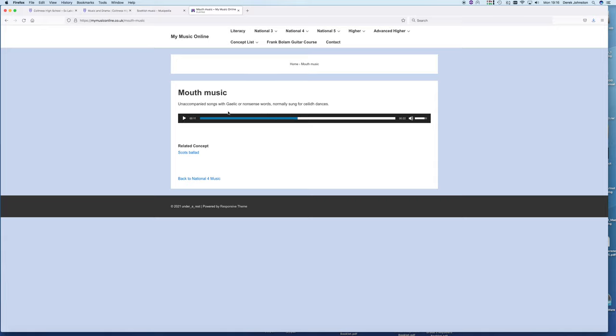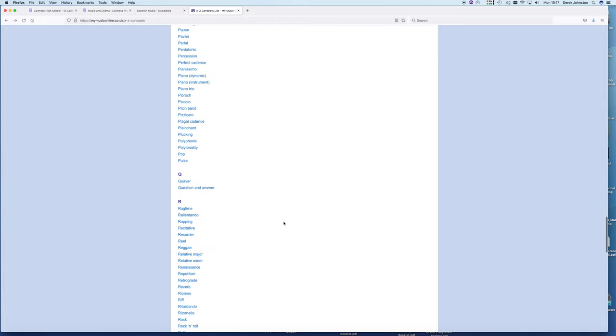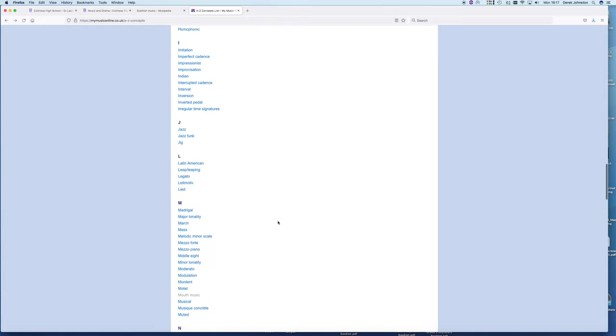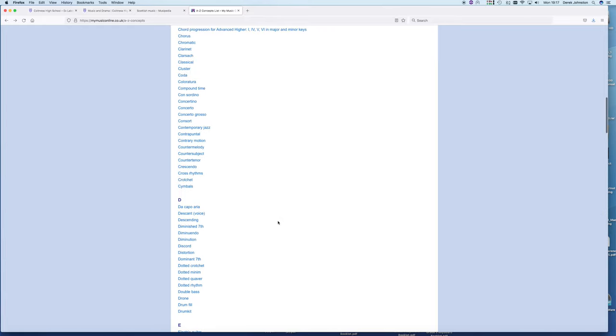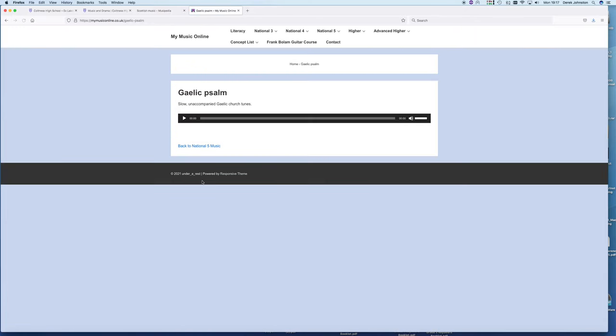Okay. So you can hear how that's maybe sung in Gaelic, but it did not sound like the Gaelic psalm, which sounds really haunting. You would never want to dance to a Gaelic psalm. Just so you can tell the difference, there's the difference here. I told you I do need to learn the alphabet. Here we go, Gaelic psalm.